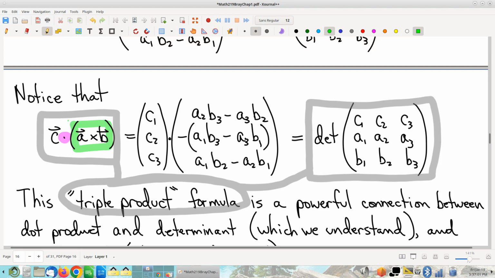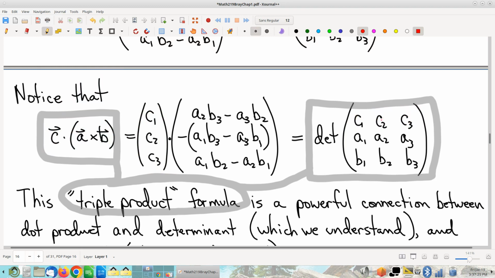Yeah. So are C1, C2, and C3 scalars? Yeah, that's right. Because C1, C2, and C3, these numbers are just the coordinates of that vector. So you would just get a scalar out. Yeah, that's right. A triple product is a scalar, just like a determinant is a scalar. Absolutely. Yep.